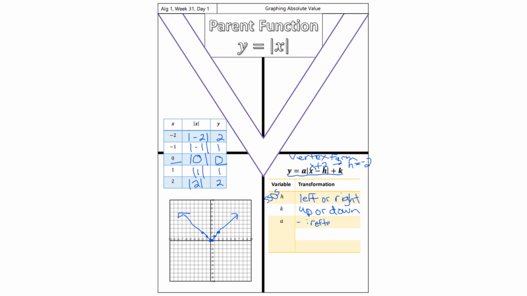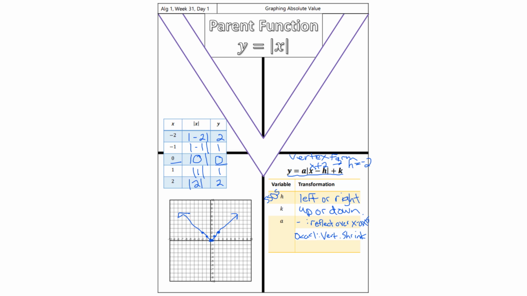That's not what I wanted. I'm not even going to try to pronounce reflect with an extra T. Reflect over the x-axis. And then if it's a number between 0 and 1, it's a vertical shrink.